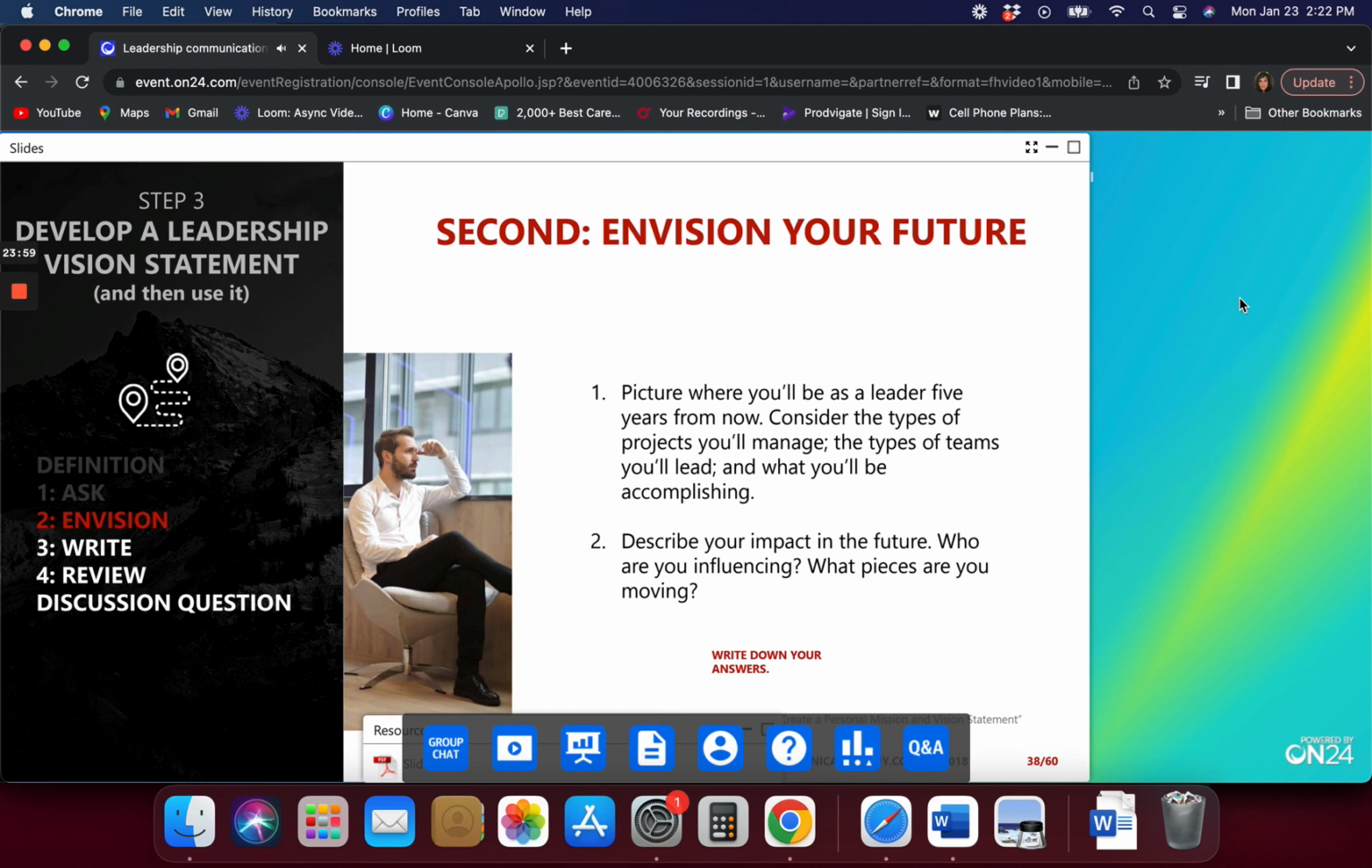Consider the types of projects you'll manage, the types of teams you'll lead, what you'll be accomplishing. Describe your impact in the future, who you're going to be influencing, what pieces you're moving. So again, you're thinking about yourself in the future. So again, this is all just that brain dump exercise. It's not actually putting together your statement yet.